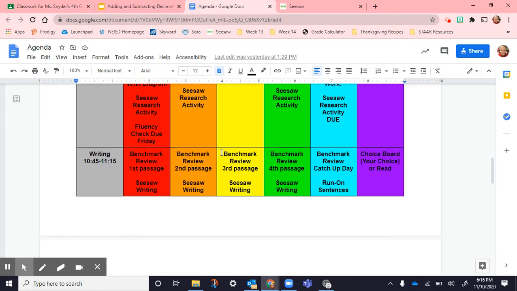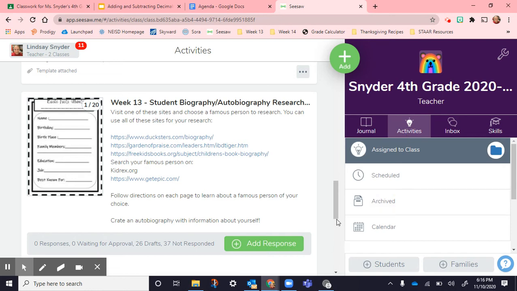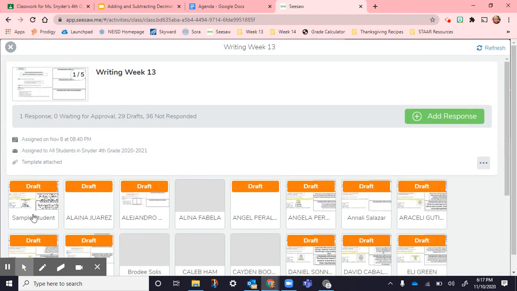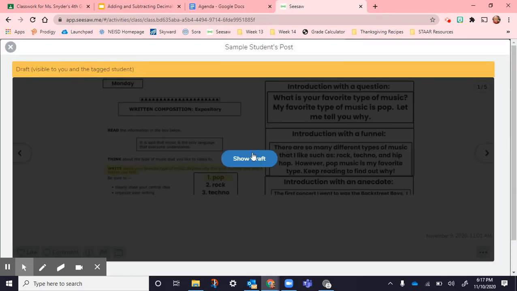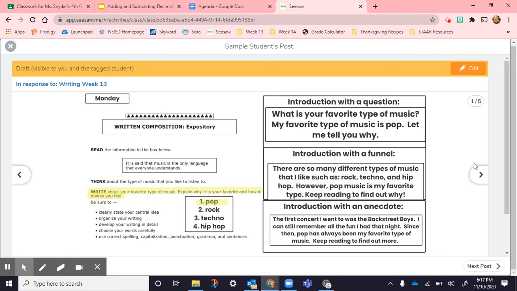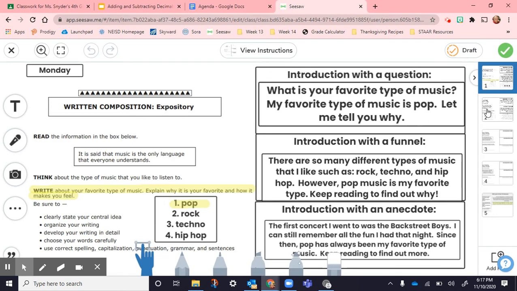For writing, we spent our whole time on introductions. We did not get to the benchmark review. So in Seesaw, under activities, writing week 13, we worked on page 2. Let me edit. All right, page 2.